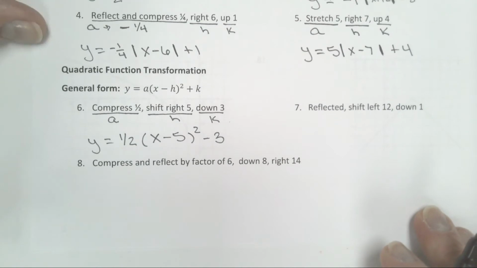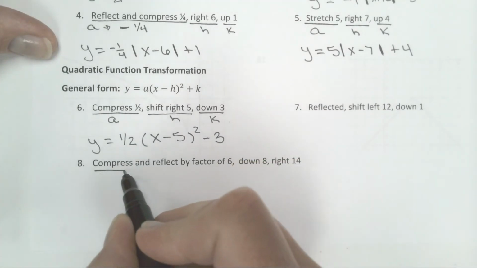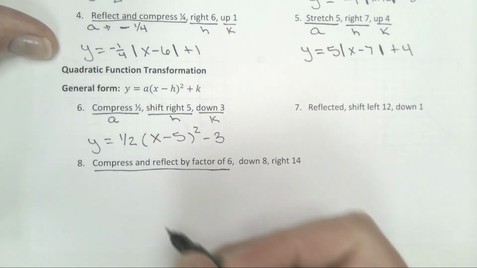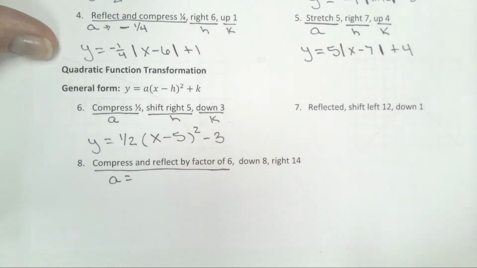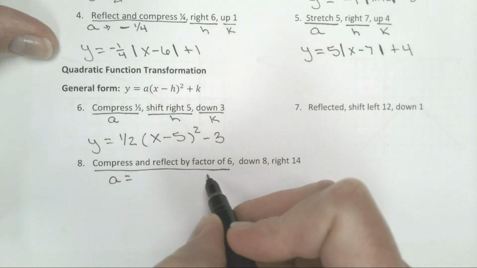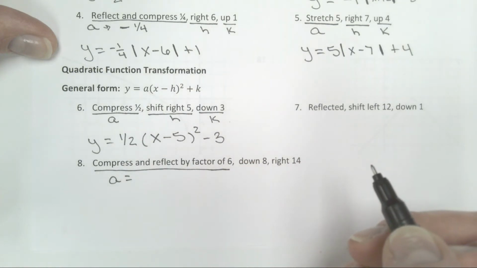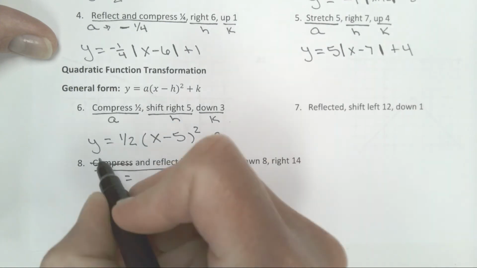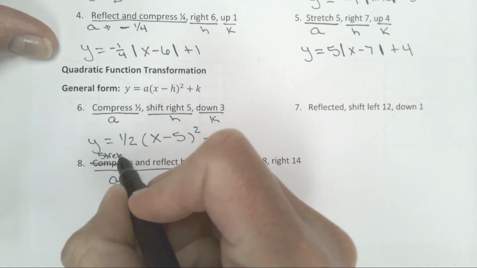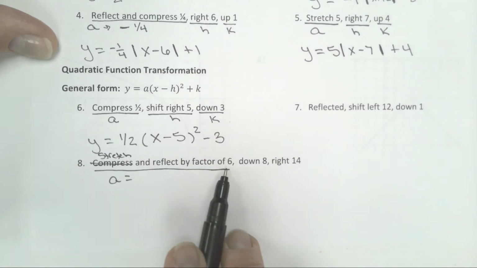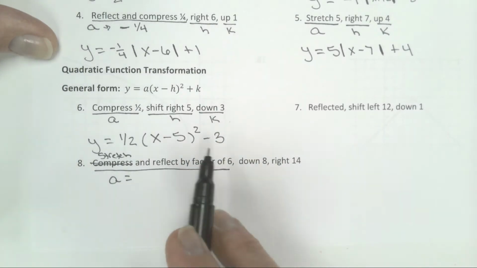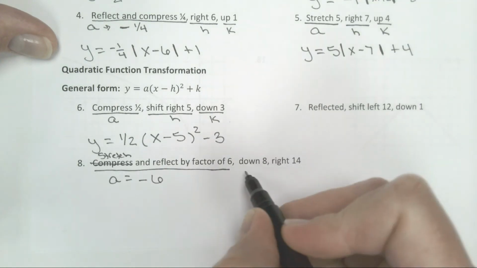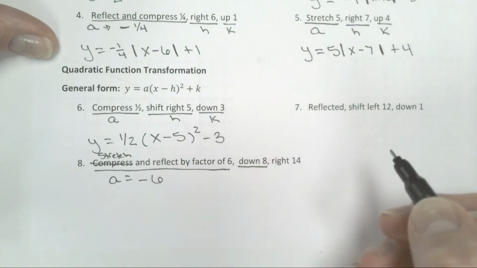Let's skip and do 8. I'm going to compress and reflect by a factor of 6. So those are both A functions. How about instead of compress, that was supposed to say stretch. Let's fix that. You can't compress by a 6. Okay, so this is going to be a negative 6. We're going to go down 8.